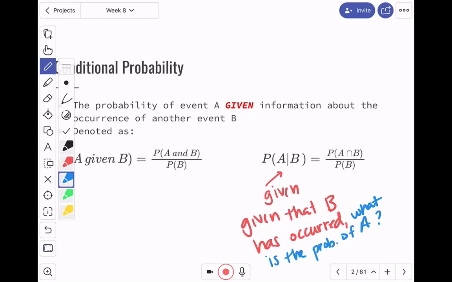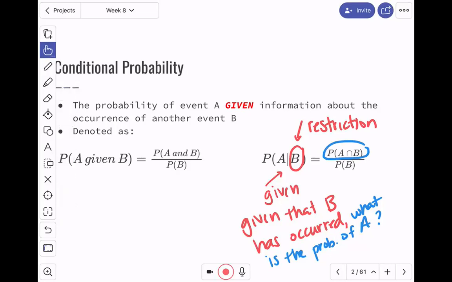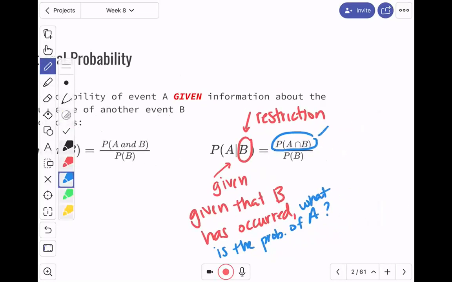And so the way this works is, this right here is going to be our restriction. That's what we're restricting the sample size to. We're placing a restriction which says you have to be in B first. And then once you're in B, this up here, remember, is the intersection. It's the intersection of A and B. That's what we're looking at.